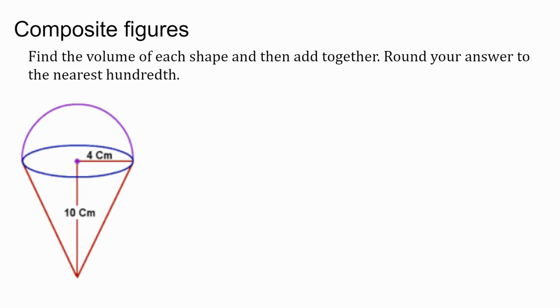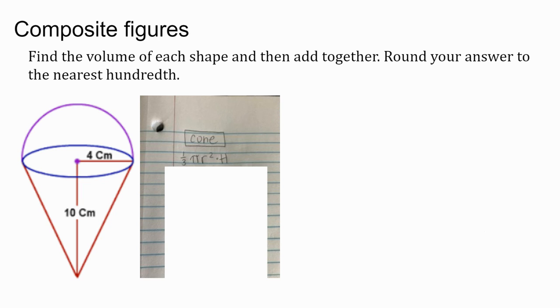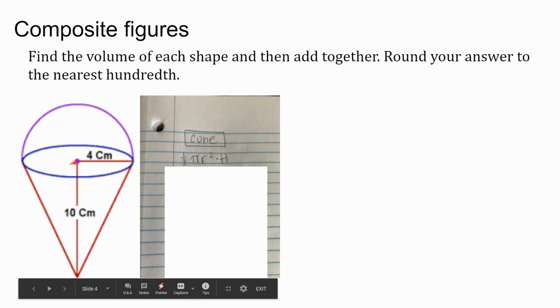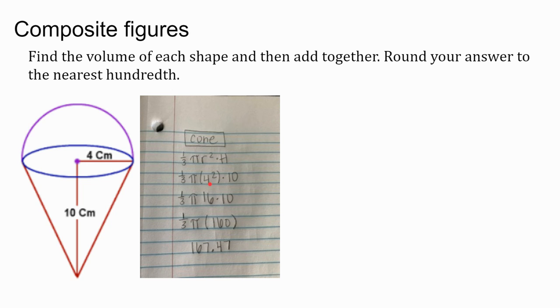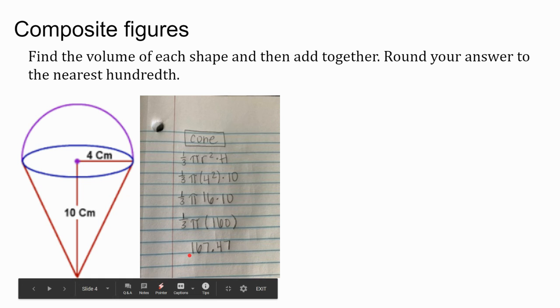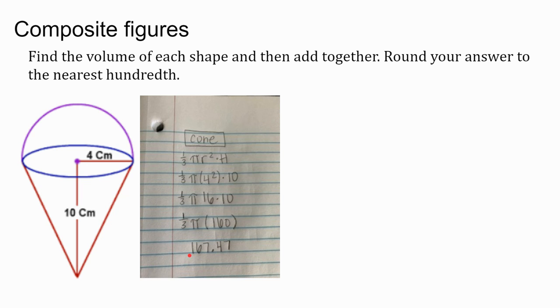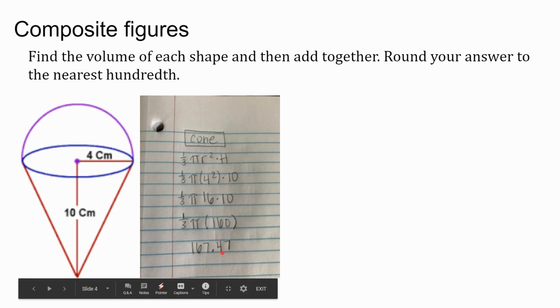Does anybody remember the volume of a cone and how you found it? If you said 1/3 pi r squared times height, you would be correct. So if I was looking down here at my cone, I see that I have a radius of 4, and I see that I have a height of 10. Remember, the height is always perpendicular to that radius. So then I would fill in the information I know. 4 squared is 16. I multiply that times the height. That's 160. Then I multiply all three of those together, and I got to a volume of 167.47 cubic centimeters, and I did round my answer to the nearest hundredth.